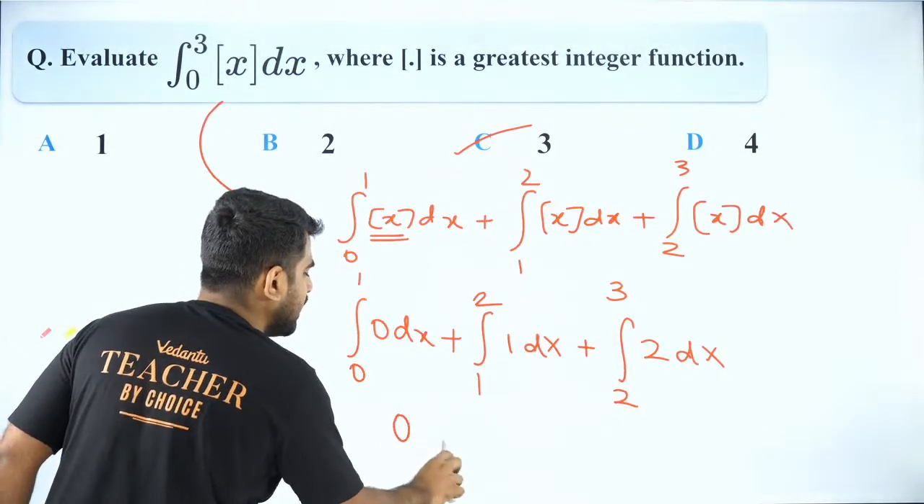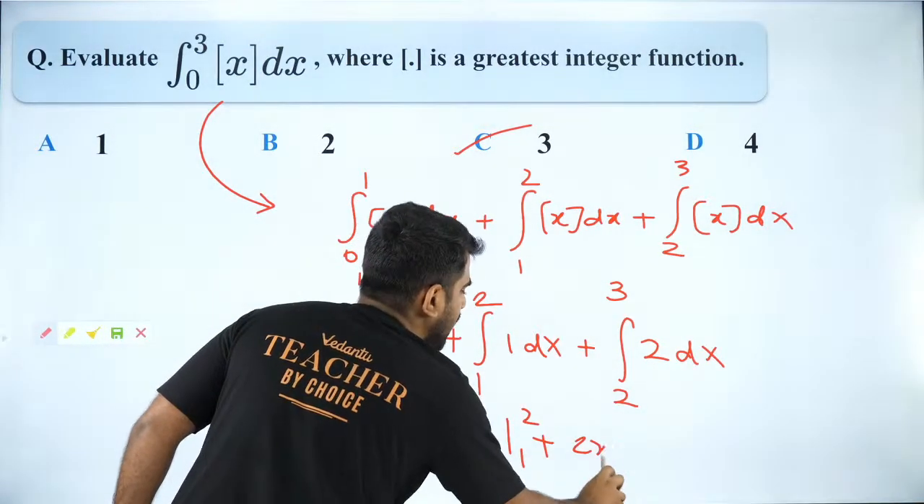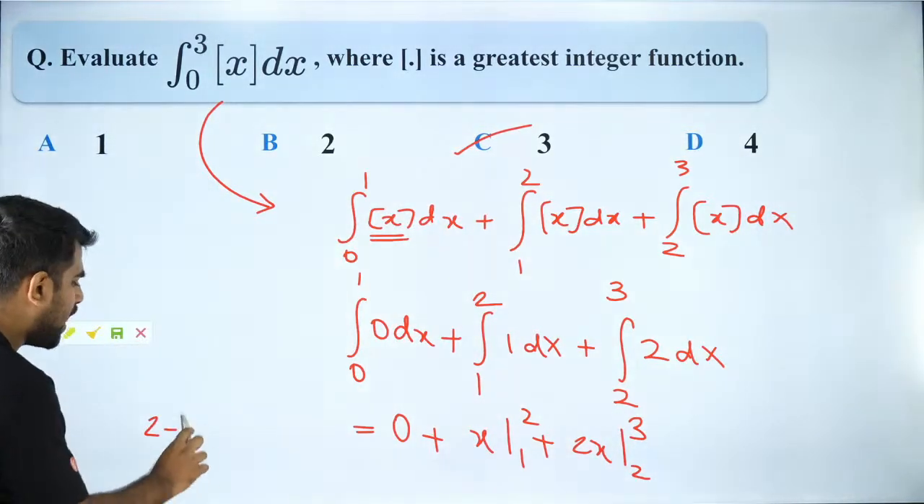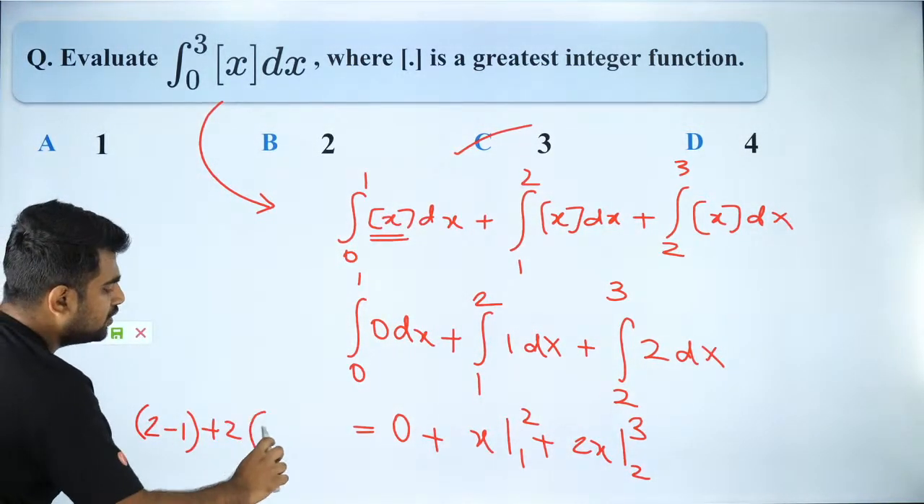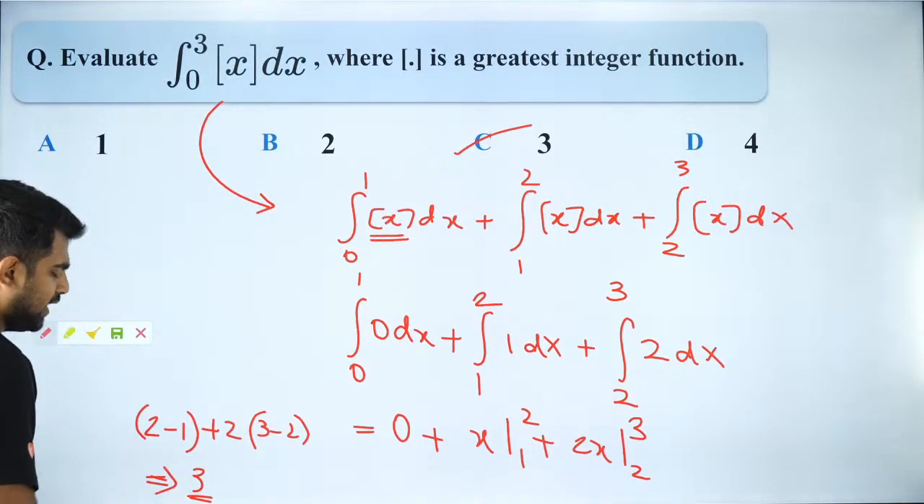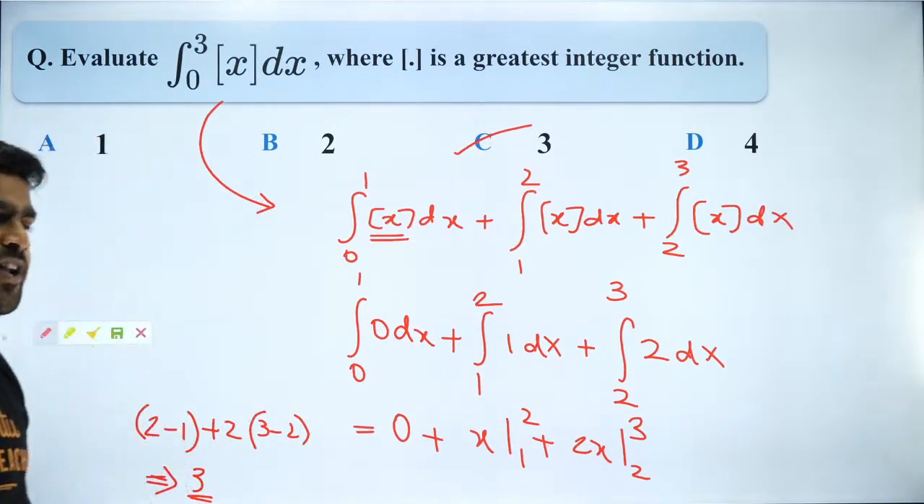So this will be x from 1 to 2 and this will be 2x from 2 to 3. So the answer is 2 minus 1 plus 2 times of 3 minus 2. So the answer is 3. I hope you guys are all clear with it. Any questions? Did you guys understand it?